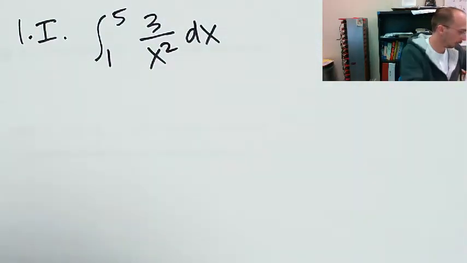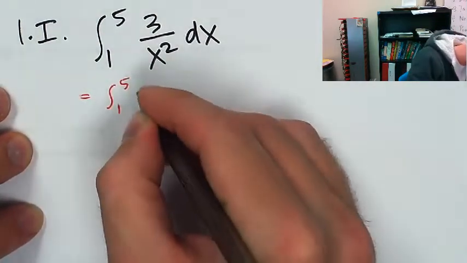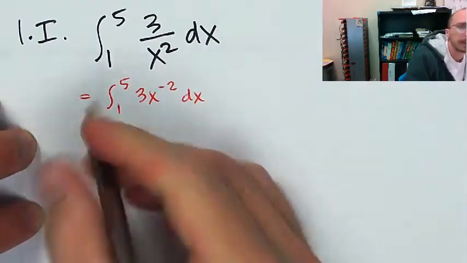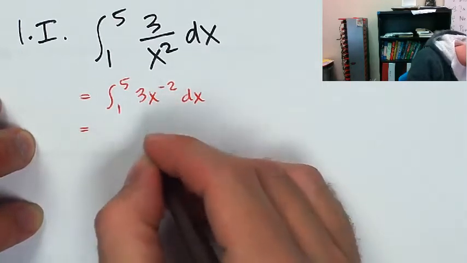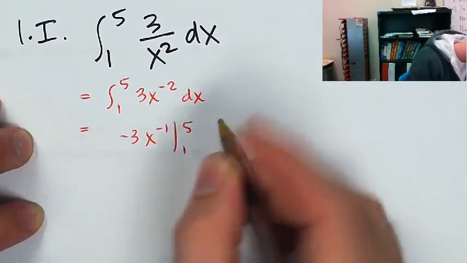So 1 to 5, 3 over x squared. Okay, I'm glad I have one like this on here. Okay, we need to rewrite this as a power first before anti-differentiating. So I'm going to grab color. Let's say this is equal to the integral from 1 to 5 of 3x to the negative 2. Add 1 to the power, divide by the new power. Let x run from 1 to 5.